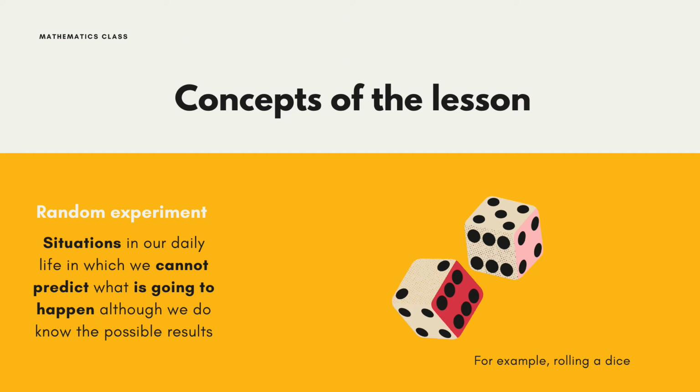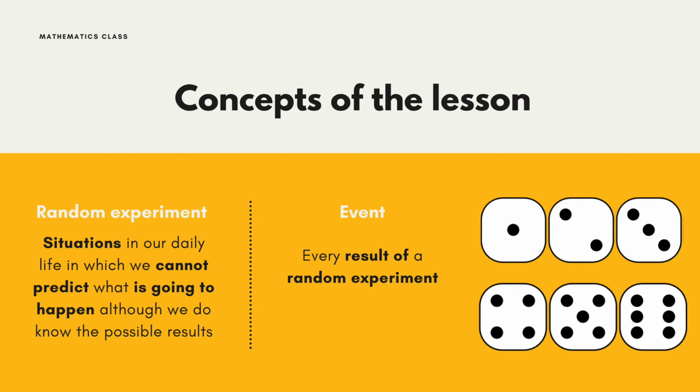There are some situations in our daily life in which we cannot predict what is going to happen, although we do know the possible results. For instance, if we roll a dice, we do not know the resulting number, but we are sure that it will range from 1 to 6. These situations are called random experiments, and every result of a random experiment is called an event. That is, flipping a coin is a random experiment, since we cannot predict the result, although we know that it will be a head or a tail. It is all determined by randomness.